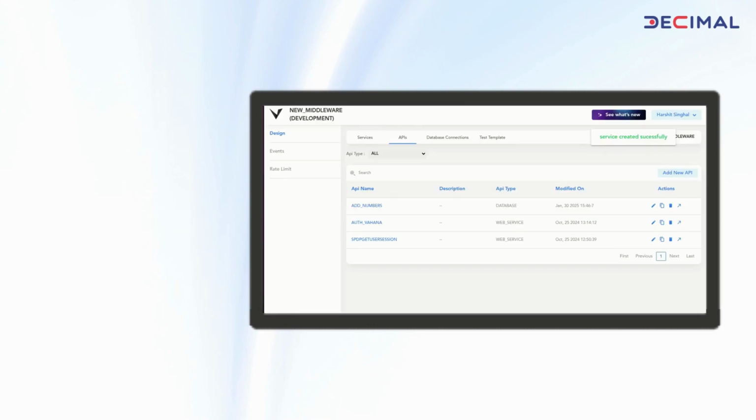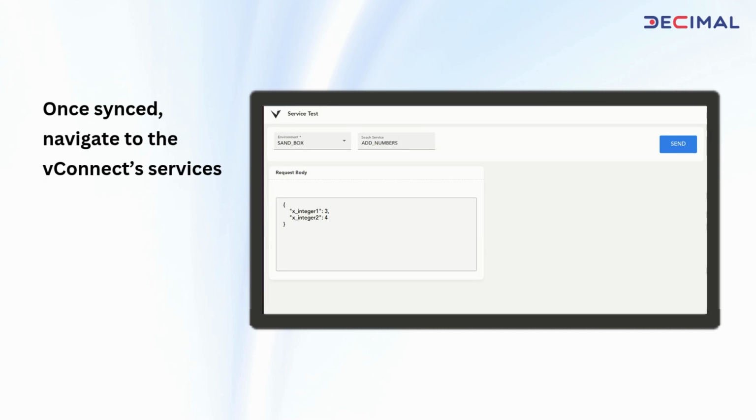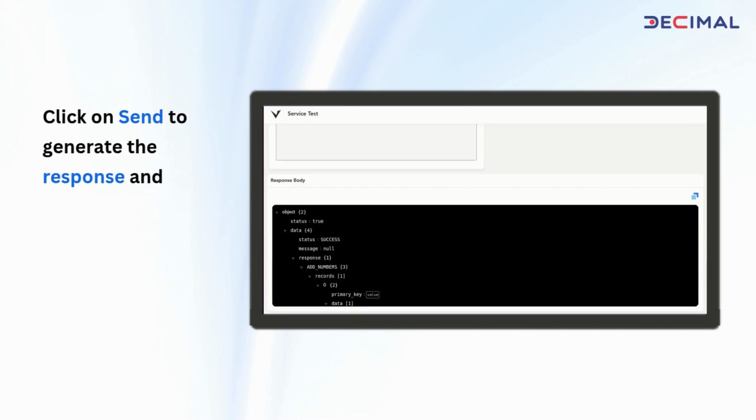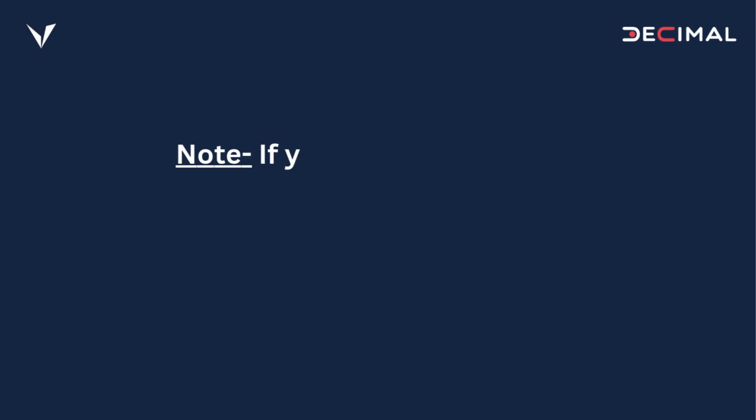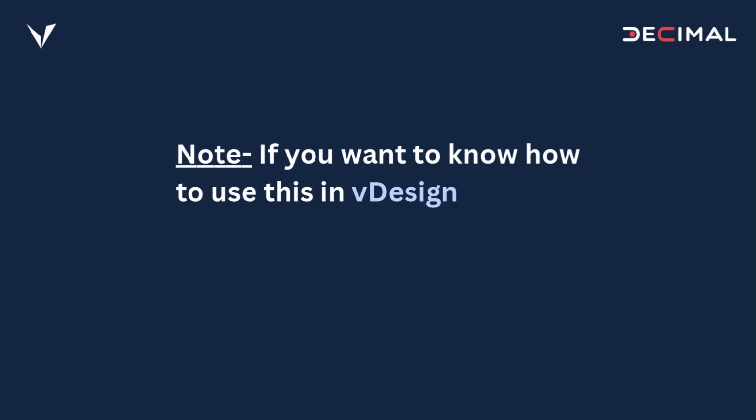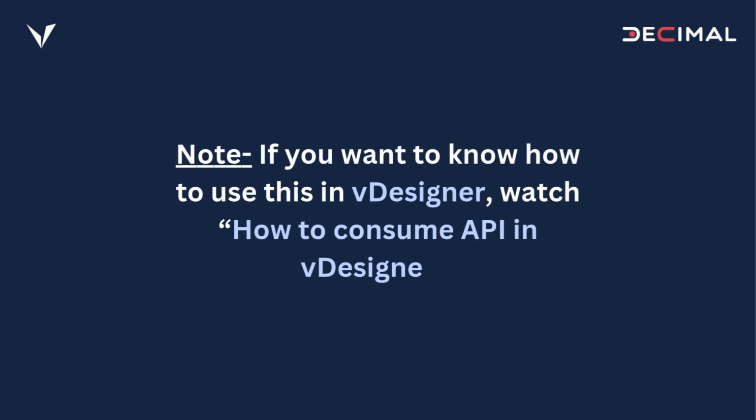the backend. Once synced, navigate to the vConnect Services tab, click on vTest to test the service, then click on Send to generate the response and confirm that the API is working correctly. If you want to know how to use this in vDesigner, watch How to Consume API in vDesigner.